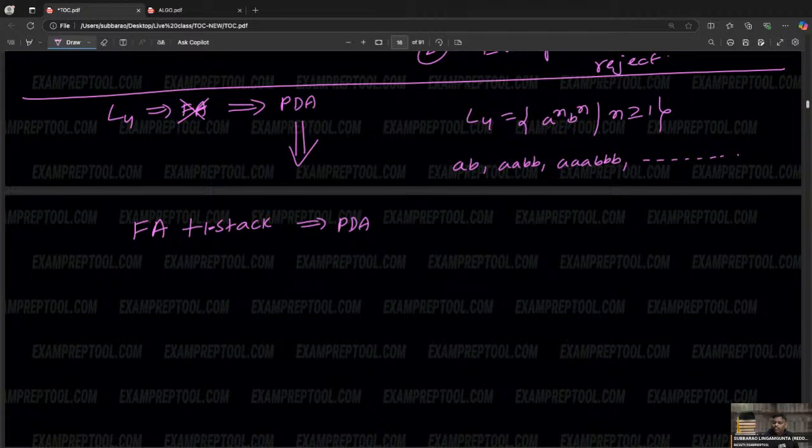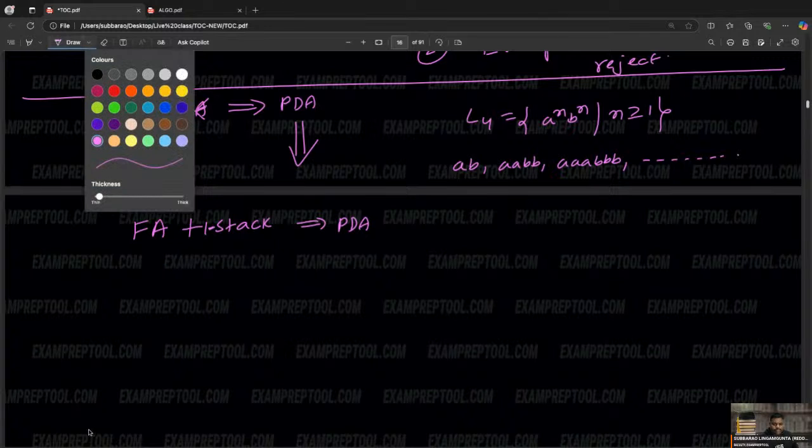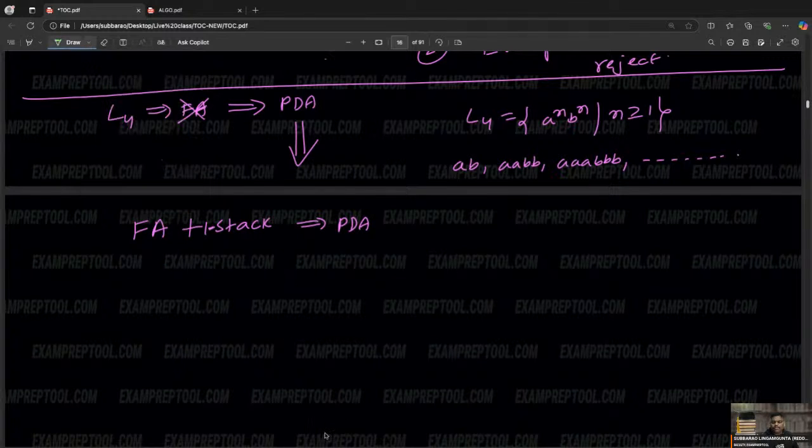PDA contains finite automata also, and a stack also. I cannot write everything, I am just giving some idea. Everyone can understand how to construct a PDA for this. Very simple. PDA contains one stack. Now listen everyone.